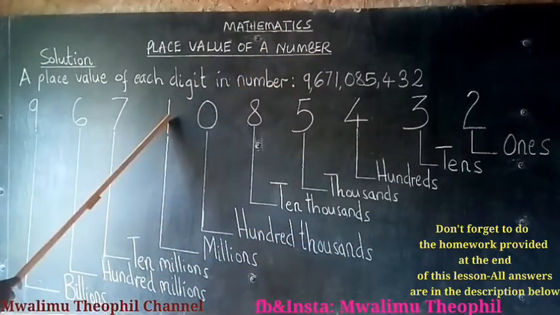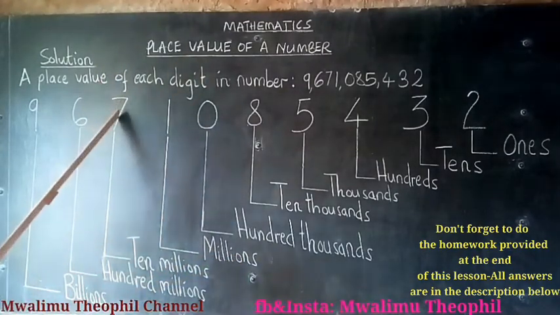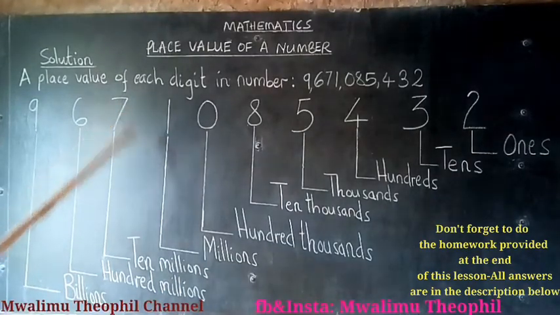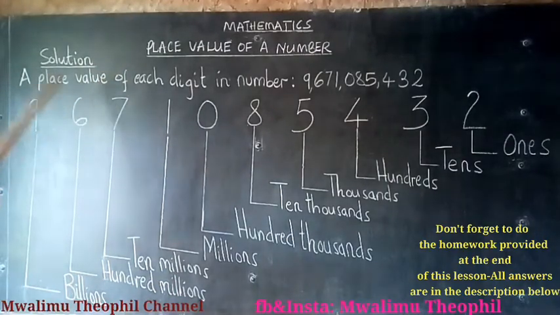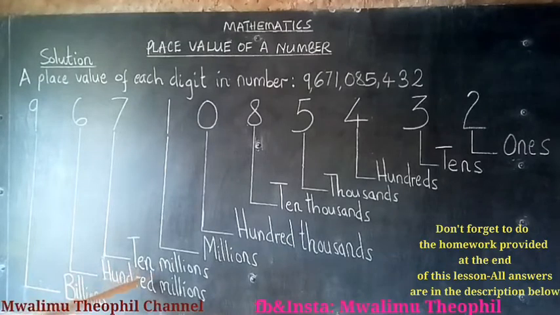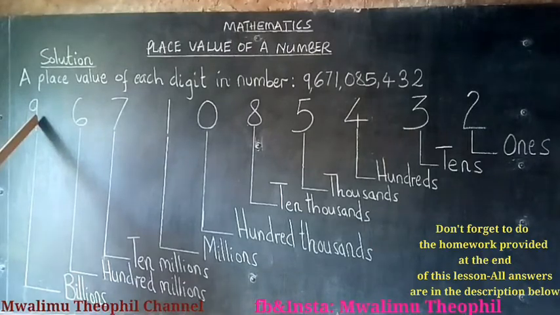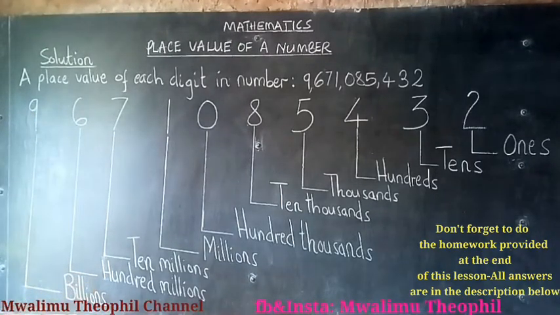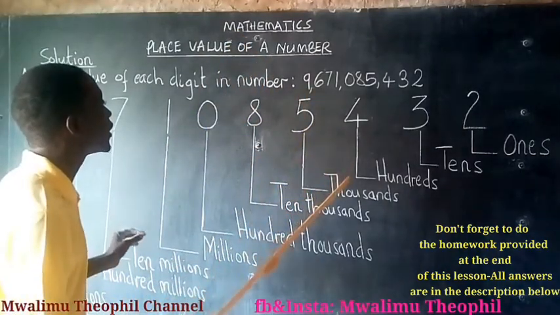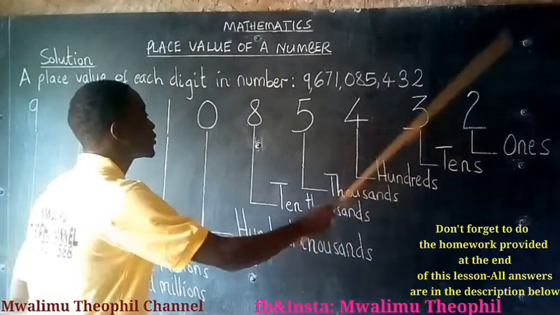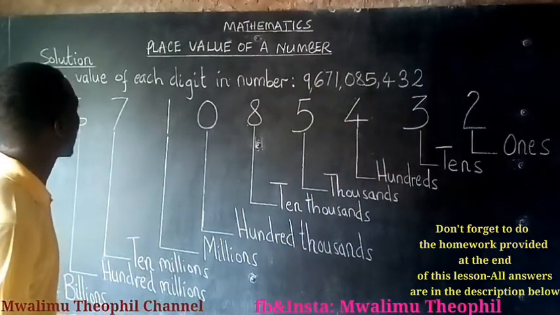The seventh one, which is 1 in the given number, is millions. The eighth one, which is 7, is 10 millions. The ninth one, which is 6, is 100 millions. And the last one, which is the 10th digit in the number, is billions. So this is the way we write a place value for each digit within a whole number. We start with the ones, tens, hundreds, thousands, and so on, as you can see here on the blackboard.